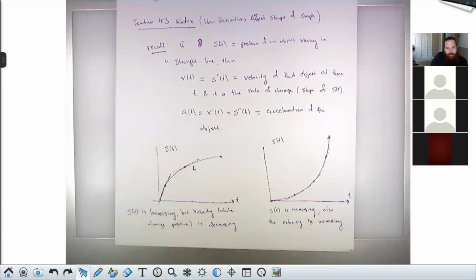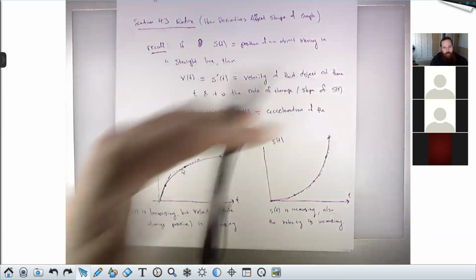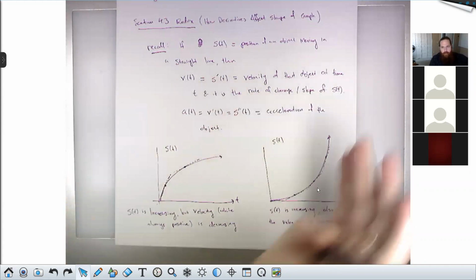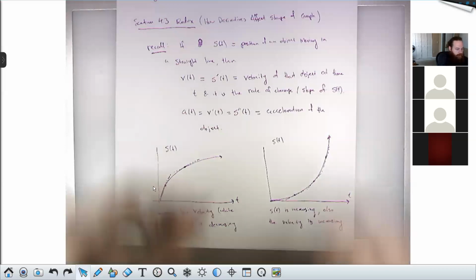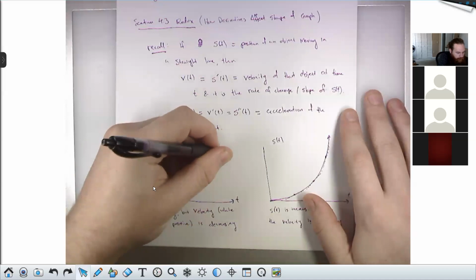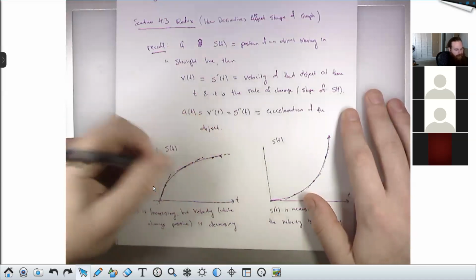However, in the one guy, you have this kind of concave down shape, if you're familiar with that word concave. And over here, you have this kind of concave up shape. Some people call this convex and call this concave, but in Calc 1, we call this concave down, and we call this concave up. The big difference here is that in this guy, even though s of t is increasing, the velocity v of t is decreasing.